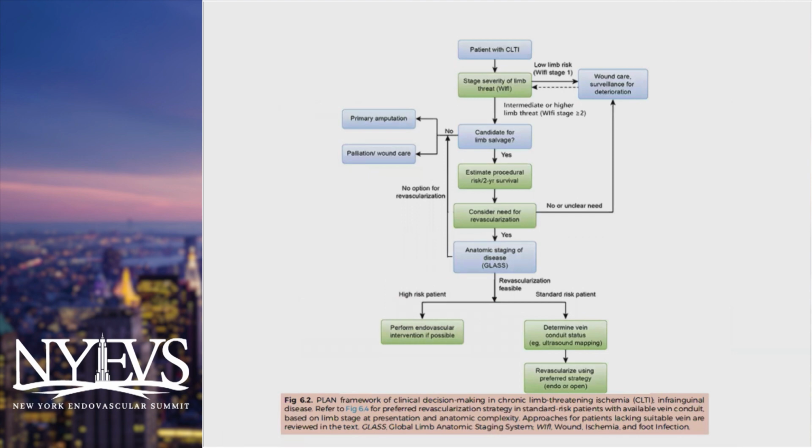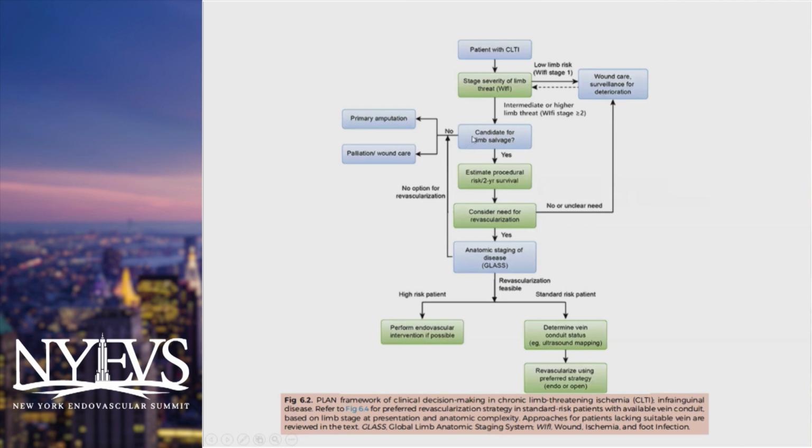So as a layout, just going over what they recommend. If you have a patient with limb-threatening ischemia, stage the severity of limb threat. That is the WIfI classification. If it's low risk, there's nothing wrong with doing wound care and surveillance, and then if there's no improvement or it deteriorates, then you need to consider revascularization. So if we go down this path, once the WIfI fits into stage 2 or higher, then the patient is a candidate for limb salvage. That's where that decision comes.